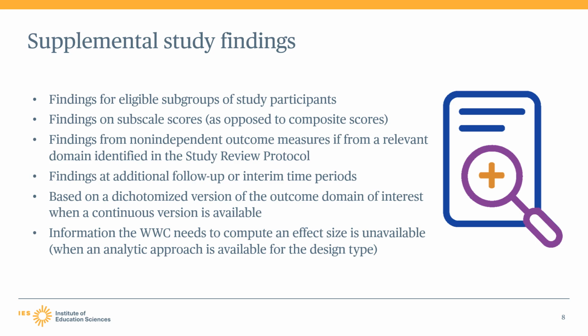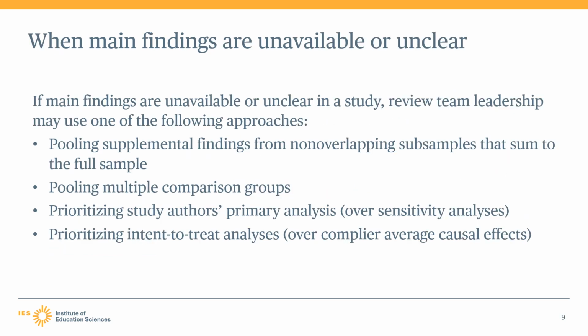Additional approaches are available to review team leadership when main findings are unavailable or unclear in a study. Chapter 7 of the WWC Procedures and Standards Handbook, or the Handbook, covers this scenario. If no main finding meets WWC standards in an outcome domain, the WWC still may report supplemental findings in that domain that meet WWC standards, either if required by the handbook or for the purpose of the study review. If main findings are unavailable or unclear, review team leadership may use one of the following approaches.